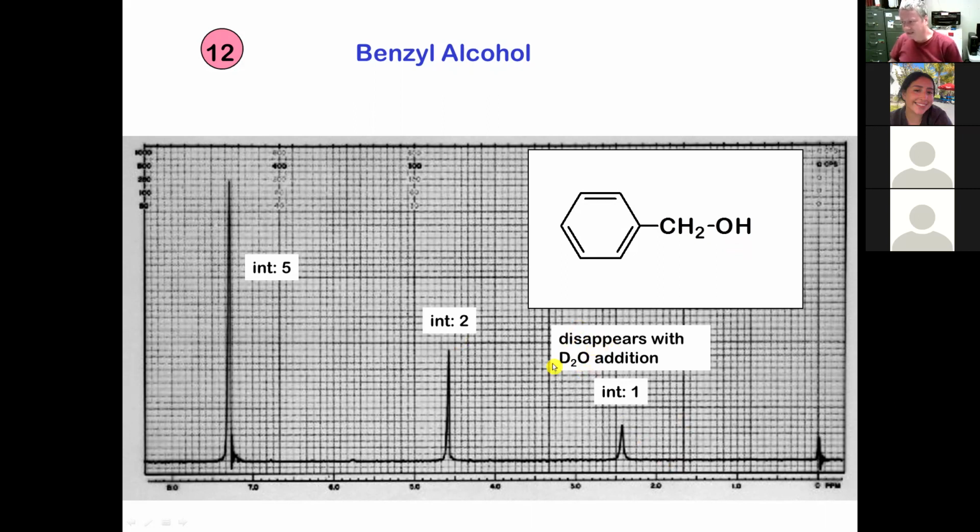So if I add D2O, all I do is add 1 drop into the NMR sample. This OH will change to an OD because this is an acidic proton. It'll exchange. The OH becomes an OD. And what happens to an OD? Well, you don't see OD in Proton NMR, so the peak goes away. It disappears. So this will be a useful trick. Sometimes we'll say this peak disappears with D2O, and the hint will be, it must be an OH, right? Okay.